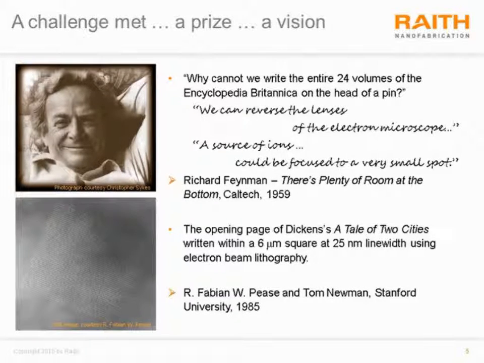25 years later, at Stanford University, Tom Newman and Fabian Pease met this challenge by using electron beam lithography to write the opening page of Dickens's A Tale of Two Cities. These letters were written at a 25 nanometer line width within a 6 micron square, and this met Richard Feynman's challenge. And Richard Feynman mailed a check to Stanford University and left this world a few short years later.